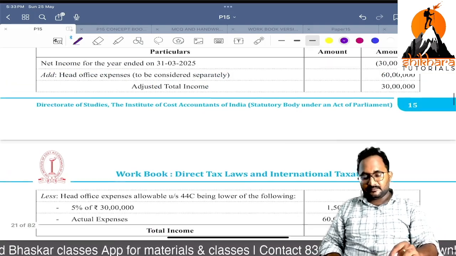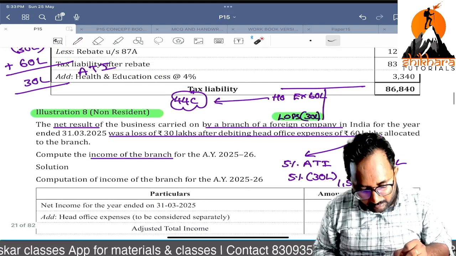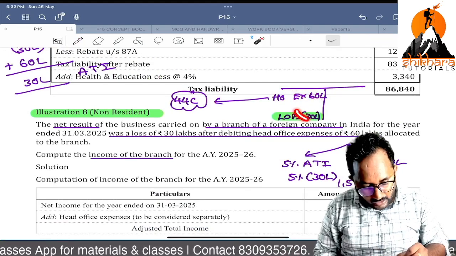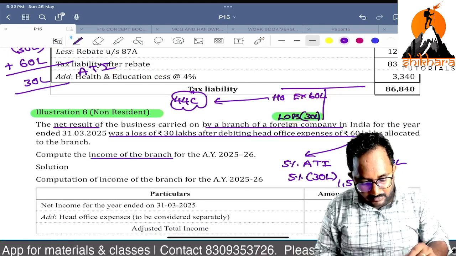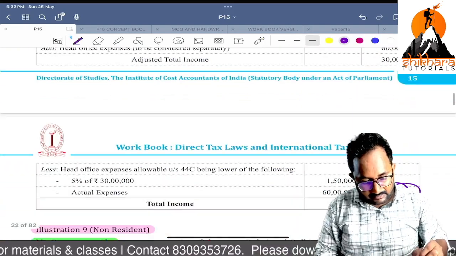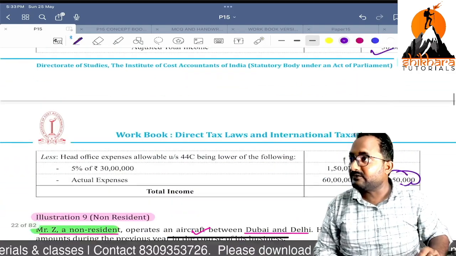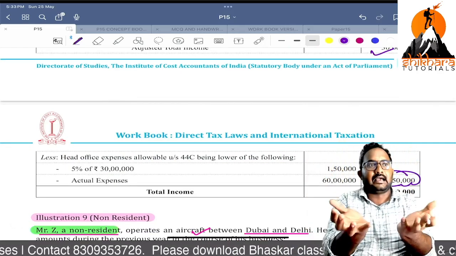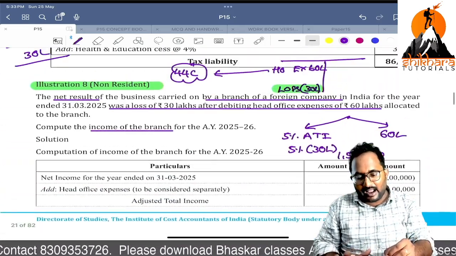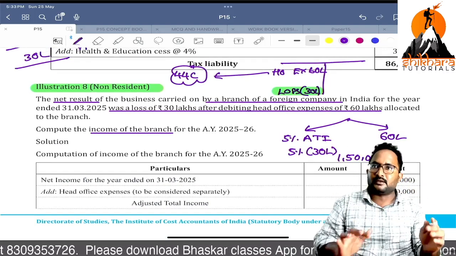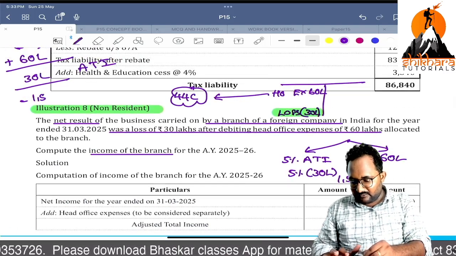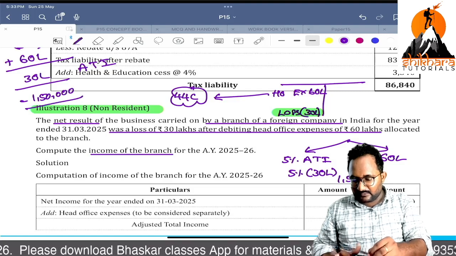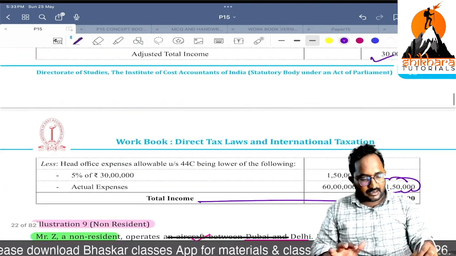So what is the wrong amount? 60 lakh is wrong. Automatically here you will get 30 lakh. So 30 lakh minus what we can remove? 1 lakh 50,000. Before considering the head office expenditure, the total income is 30 lakh. Head office expenditure we can remove as per 44C is 1 lakh 50,000. So if we remove the 1 lakh 50,000 from this, you will get 28 lakh 50,000.